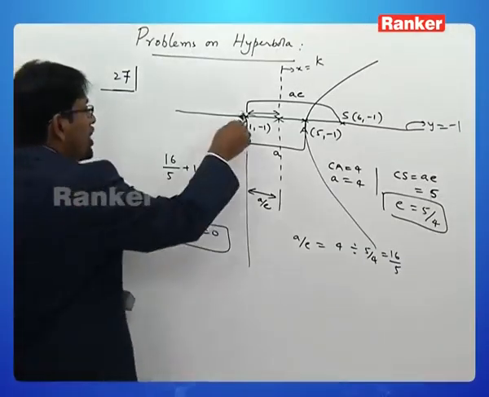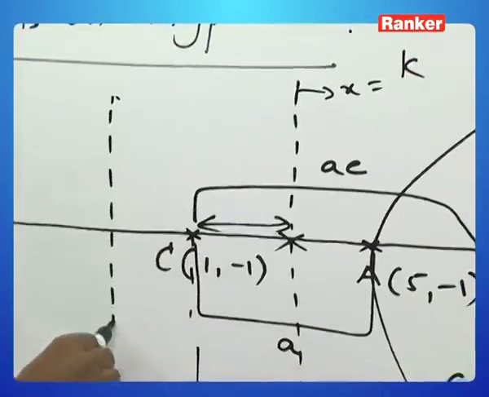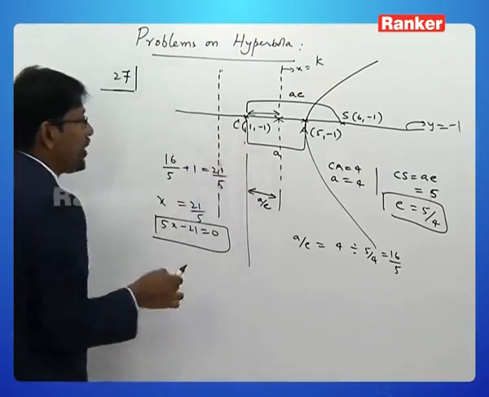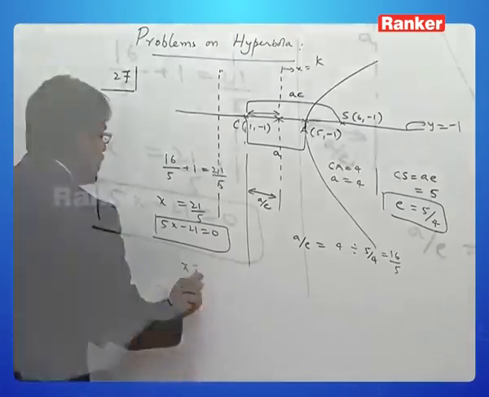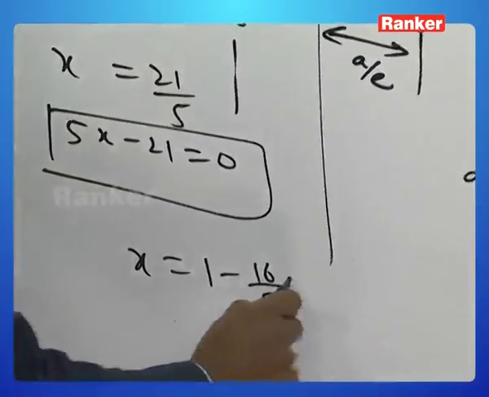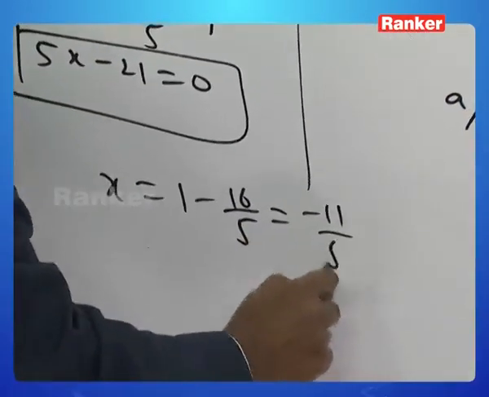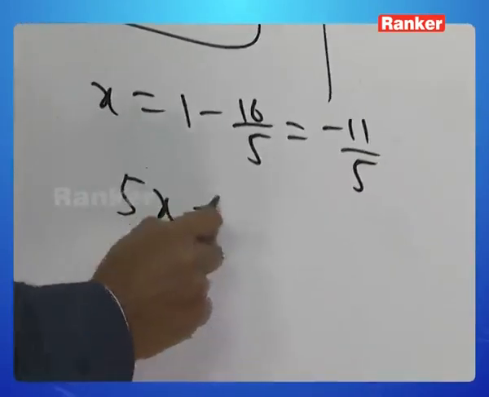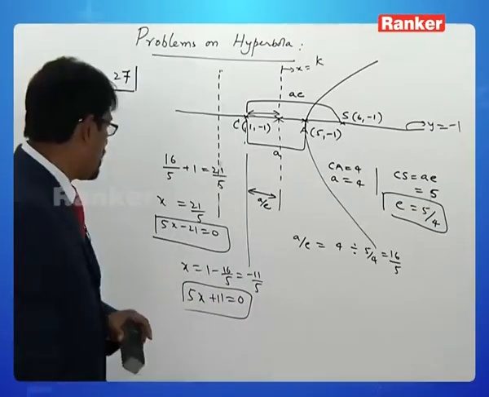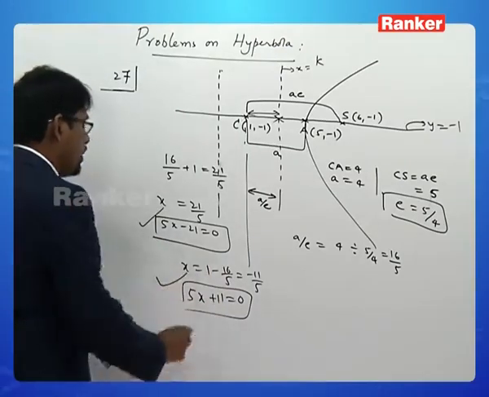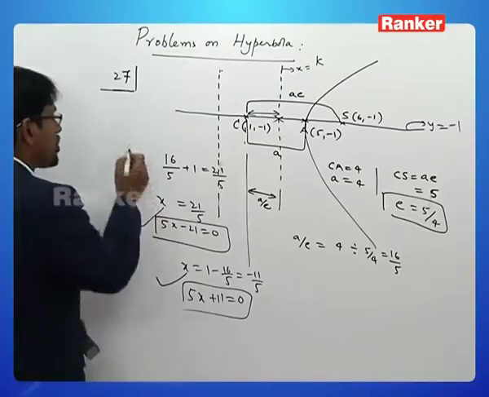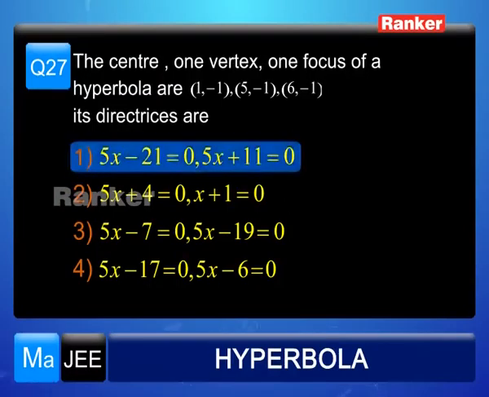Similarly, from the center you move A by E units to the left to write the other directrix. So x = 1 - 16 by 5 is another directrix. That is minus 11 by 5, and cross multiplying and bringing the terms to one side, we have 5x + 11 = 0. So these two are the directrices, and they appear in the first option. So option 1 is the correct option.